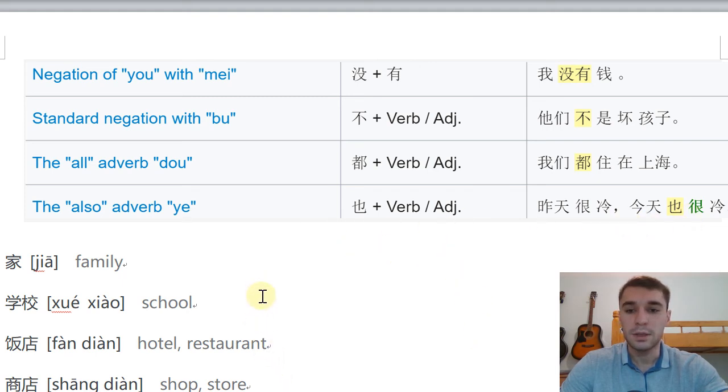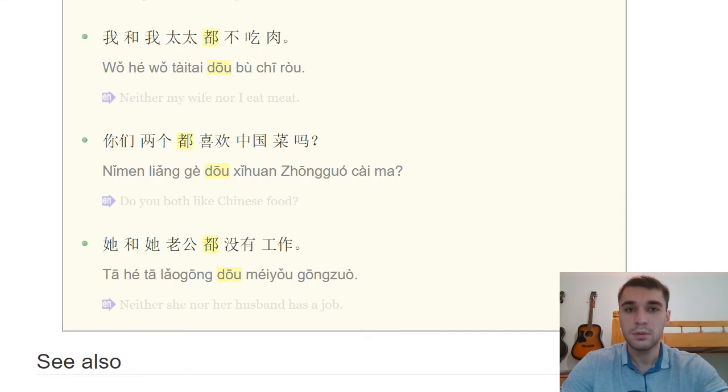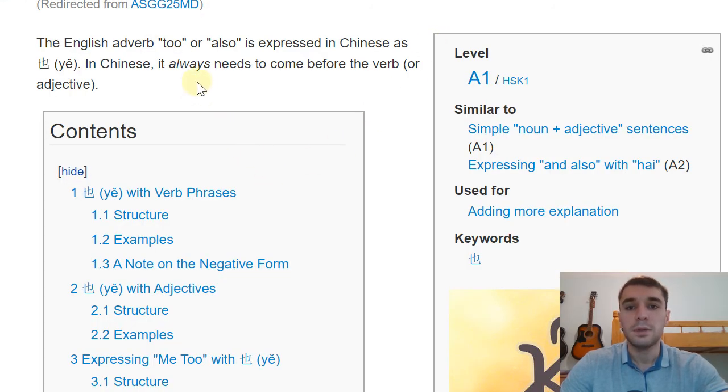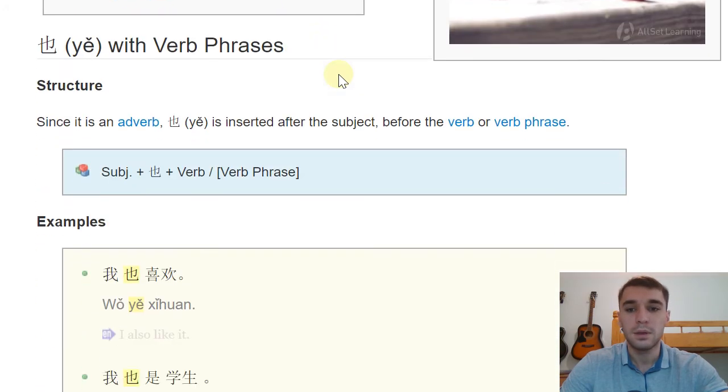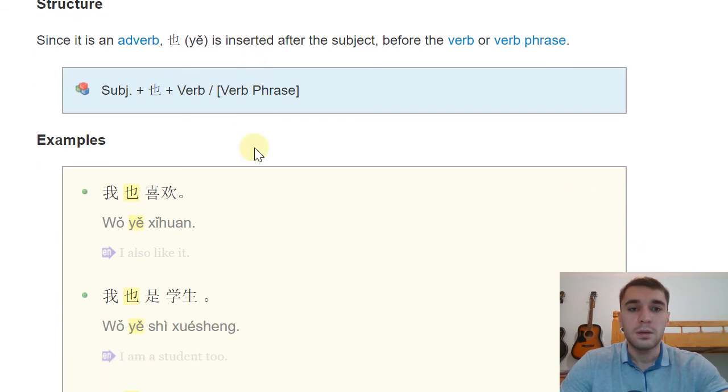Now let's look at some examples. The English adverb too or also is expressed in Chinese as 也. In Chinese, it always needs to come before the verb or adjective. So this is the structure: subject, 也, verb. Let's read examples. I also like it. 我也喜欢. We have 3 third tones and this third tone we change to the second tone. 我也喜欢, I also like it.